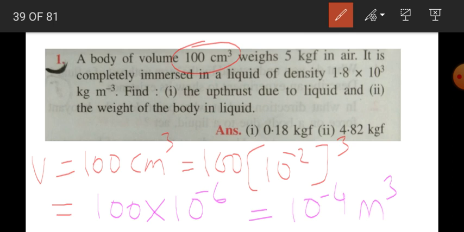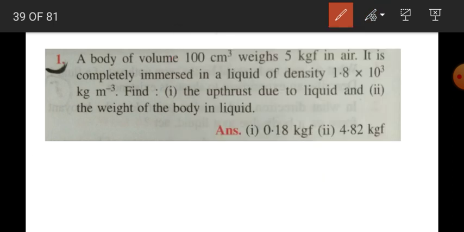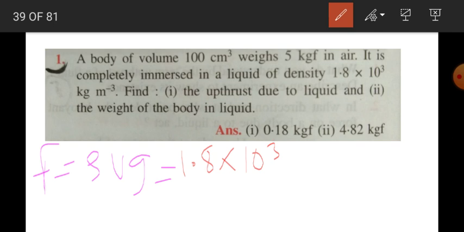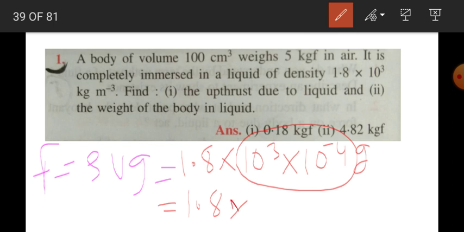Let me put it in the formula. So what is my formula? Rho Vg. So density is given, 1.8 into 10⁻³, and volume, how much volume did I get? Was it 10⁻⁴? Yeah. And g. So if I solve it, this will be 10⁻¹, so my final answer will be 0.18 kgf.